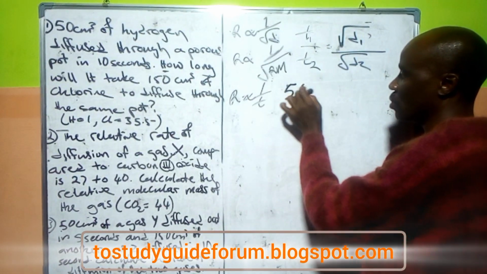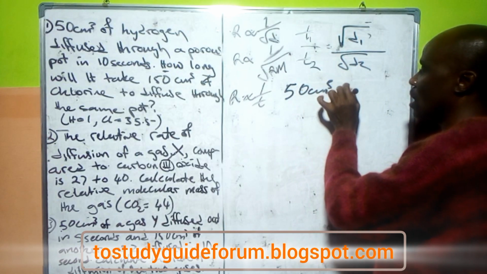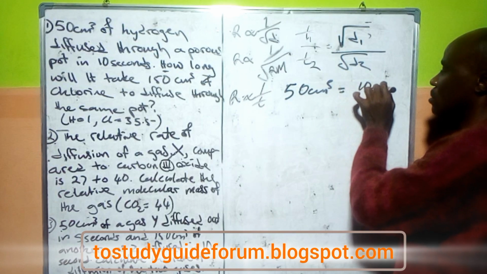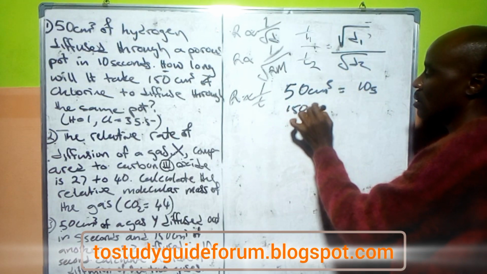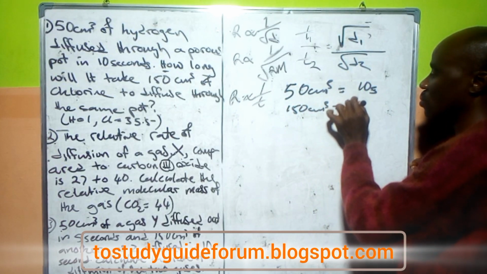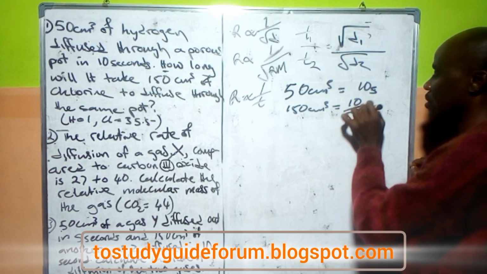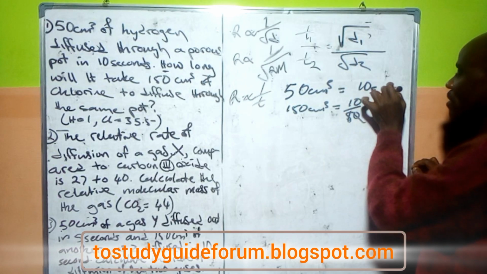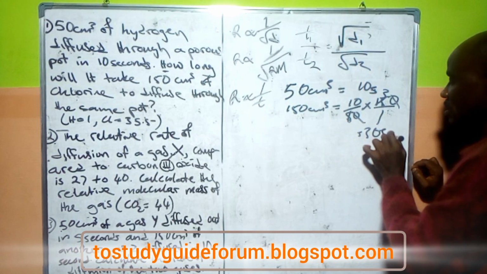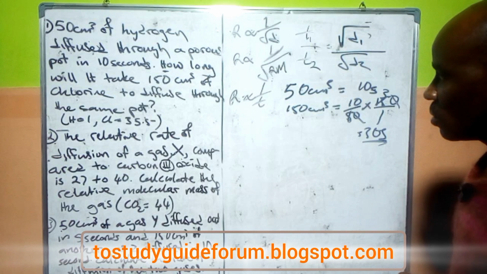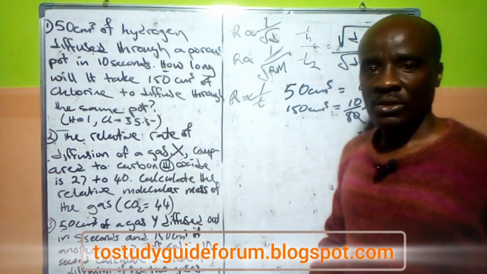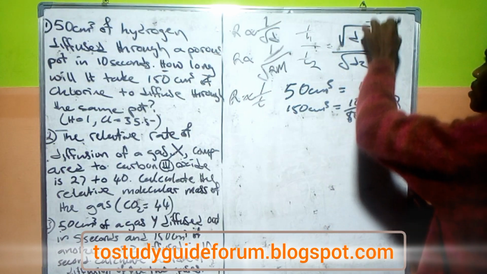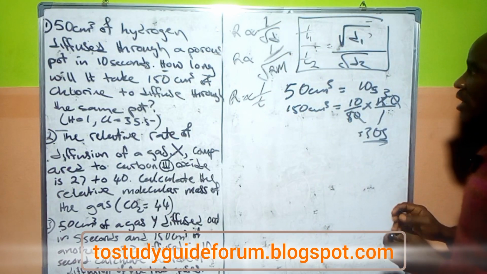Since we know that 50 cm cube of hydrogen diffused in 10 seconds, then 150 cm cube of the same gas, hydrogen, would be 10 over 50 times 150 over 1. This will cancel out, so we have 3 times 10, which is 30. That means it will take 30 seconds for the same volume of hydrogen to diffuse through there. So now we can substitute into the formula we have here, the formula we have succeeded in getting out.